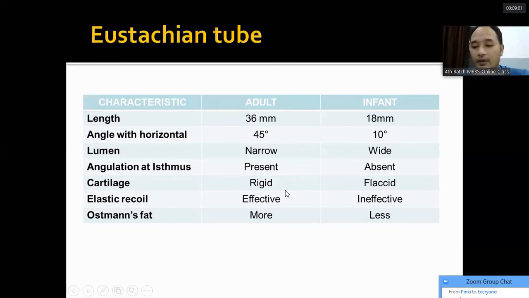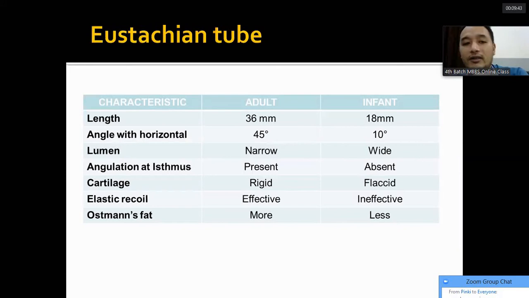Now there is a difference between the Eustachian tube in adults and infants. In this chart, just see the length is longer, 36 millimeters in adults and 18 millimeters in infants, and the angulation with the horizontal is 45 degrees in adults and 10 degrees in infants. So in infants, the tube is almost horizontal, and the lumen is narrow in adults, wide in infants. Angulation at the isthmus is present in adults and absent in infants, and the cartilage in adults is rigid and in infants is flaccid. Elastic recoil is effective in adults, ineffective in infants. Ostmann's fat is more in adults, and in infants it's less.